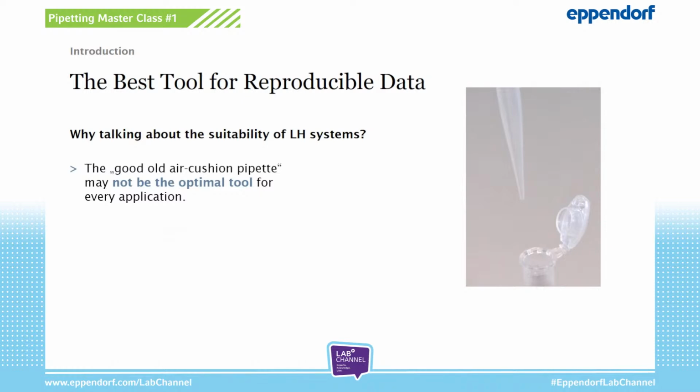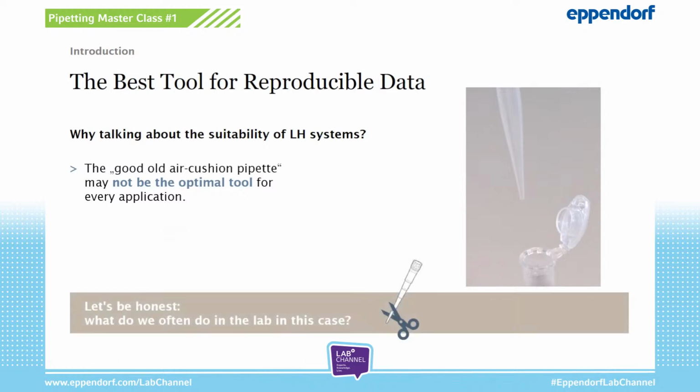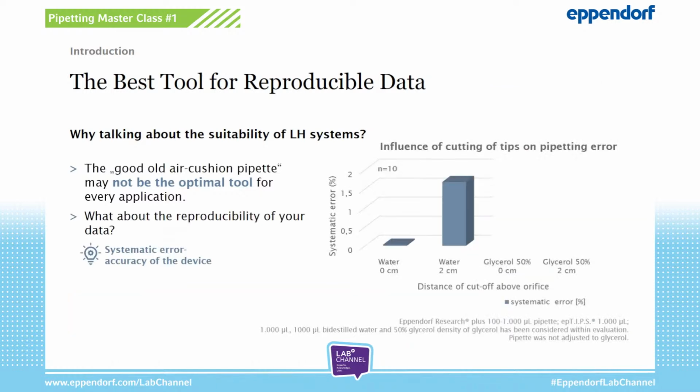The question is, what do we often do in these cases? And when we are all honest, I think we often help ourselves with a pair of scissors. We grab it and cut off the pipette tip to enlarge the opening. And indeed, this is also often recommended on various websites. But is it really a good idea? And this question can also be answered quite clearly with no.